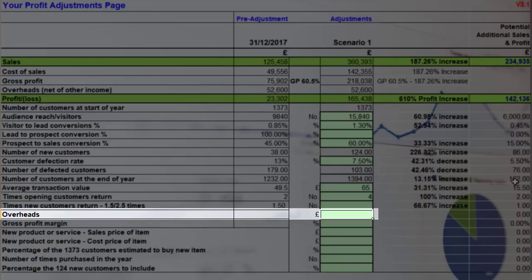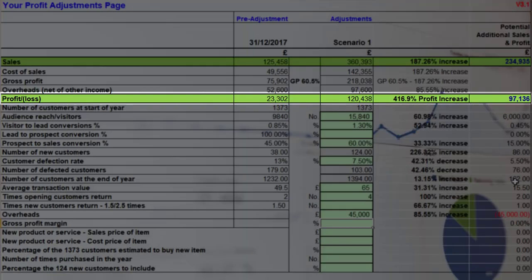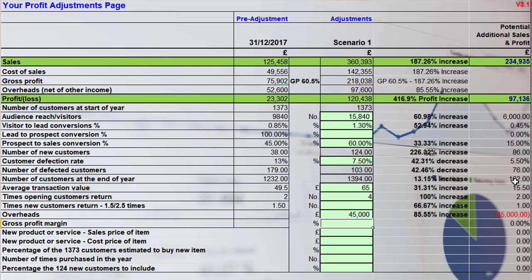business. If I look here, I'm going to actually just put a number in there which feels about right, and I'm going to increase that by £45,000. Of course, you would have to go into a bit more detail and work out what that increase should be, but I think that £45,000 would cover it. And even with that increase, our profits are still sitting at £97,000, which represents a nearly 417% increase from where we were before. So let's just go back and review each of those increases to see how realistic that is.